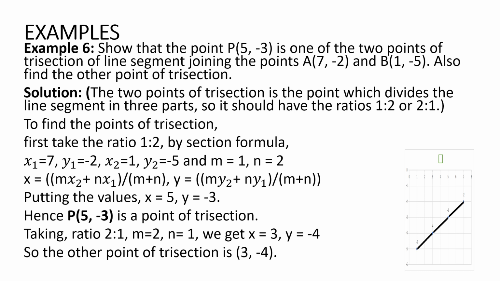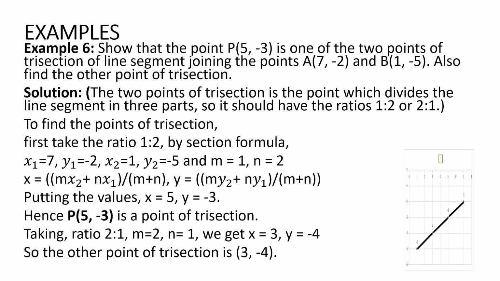So what will be the ratios? You have 3 equal parts. So the ratio for the first point would be 1:2 and the ratio for the second point will be 2:1, since it divides into 3 equal parts. To find the points of trisection, we will use both the ratios one by one. When we use the ratio 1:2, meaning m is 1, n is 2, we use the section formula.